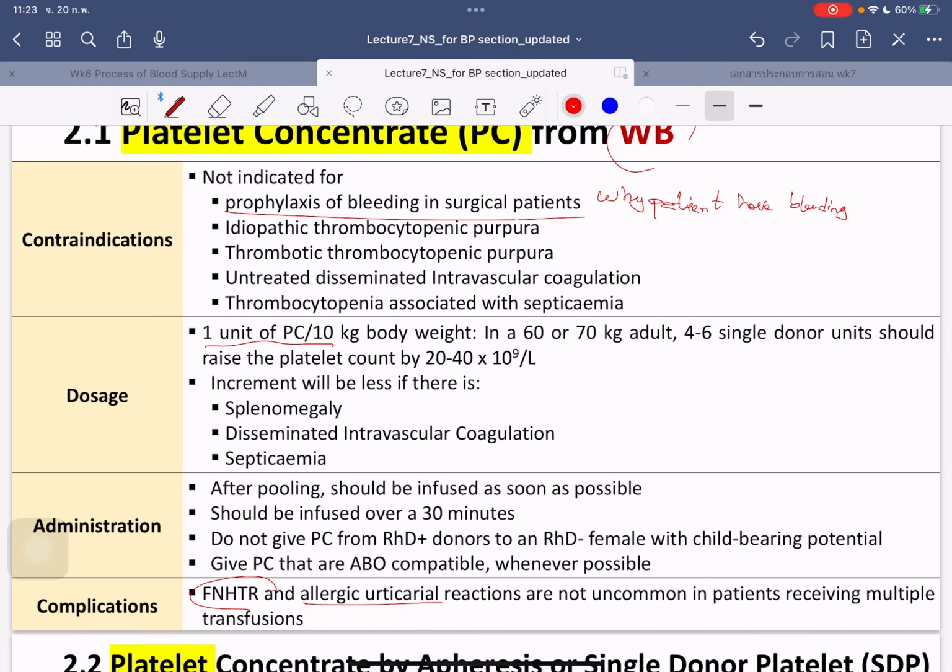And then this is the important thing. For a mother who is RhD negative, you should not give RhD positive platelets because it will induce the mother to produce anti-D. And if possible, give ABO compatible.